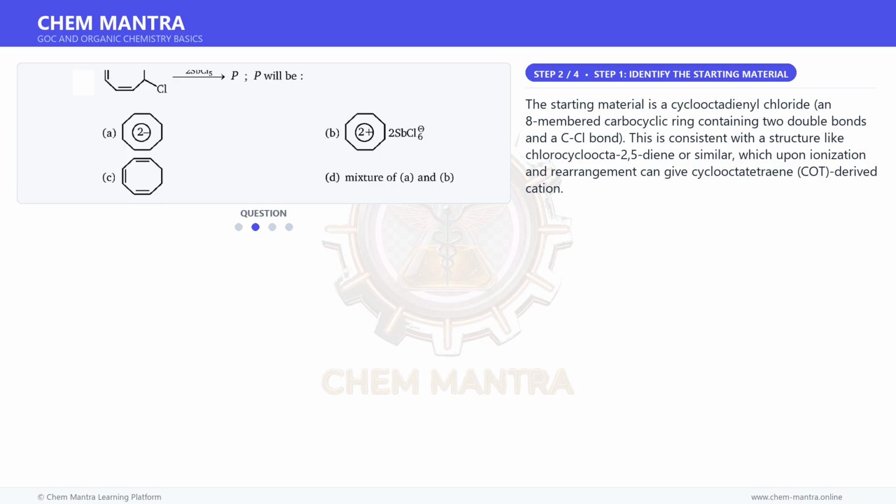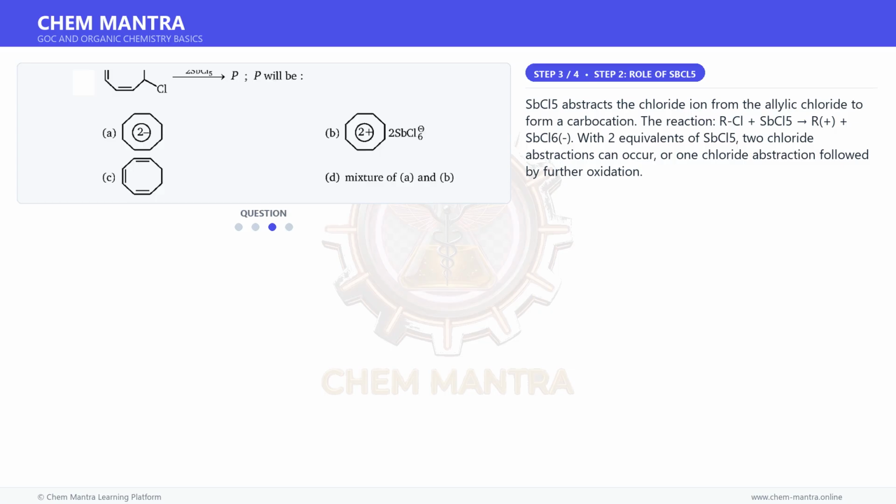The starting material is a cyclooctadiene chloride, an 8-membered carbocyclic ring containing 2 double bonds and a C-Cl bond. This is consistent with a structure like chlorocycloocta-2,5-diene or similar, which upon ionization and rearrangement can give a cyclooctatetraene (COT)-derived cation. Moving on to the next step.